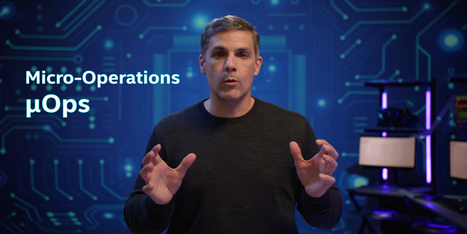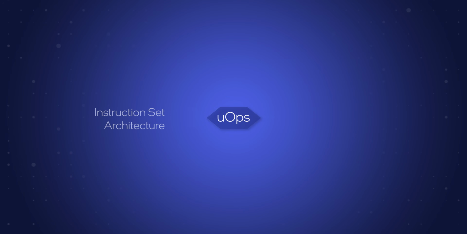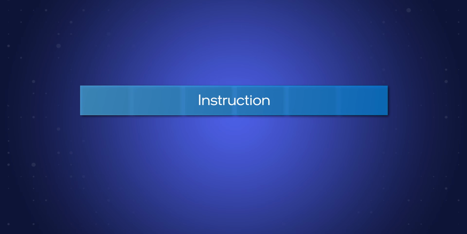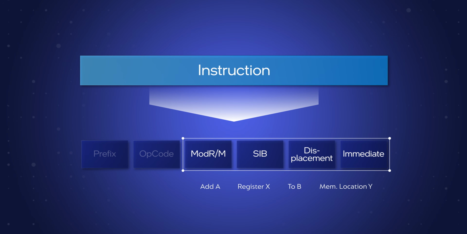The second half of the front end is where the program's instructions are decoded into the microarchitecture's internal operations, which are called micro-operations, or UOPs for short. This is the strongest connection between the instruction set architecture and the microarchitecture. As we explained in part 1 of this series, in general, instructions consist of an opcode, the operation to be performed, like add, and a number of operands, the data to be operated on, like add A in register X to B in memory location Y.